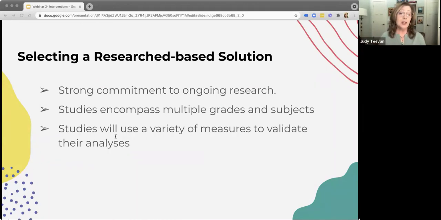Next, look to make sure efficacy studies encompass the entire product offering, which means multiple grades and subjects, not just a few grades. And ideally, the studies will use a variety of measures to validate their analyses, right? So for example, at Classworks, we have an efficacy study not only showing the program closes gaps with our own universal screener as a measure, but also shows growth within NWEA MAP and Renaissance STAR as the measure.